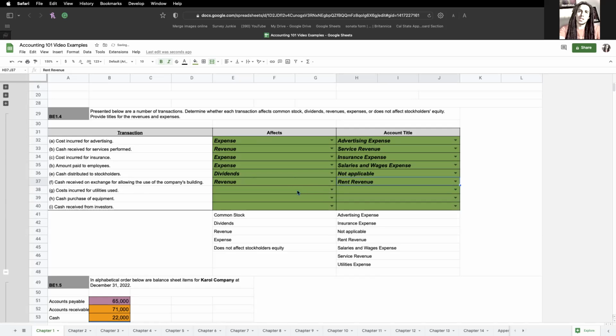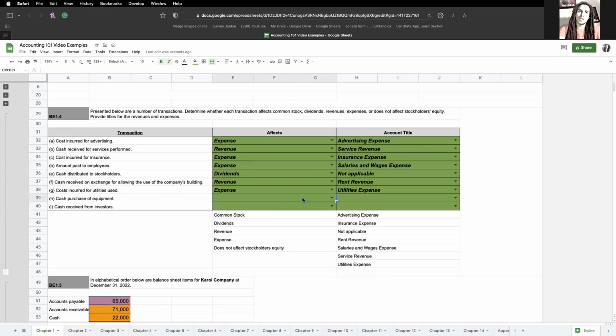They are allowing someone to use a space inside their building, and in exchange, they are receiving cash. They are getting paid cash to allow someone to rent a part of the building. Costs incurred for utilities used affects our expenses, specifically utilities expense. Utilities include water, heat, light, electricity, and so on and so forth.